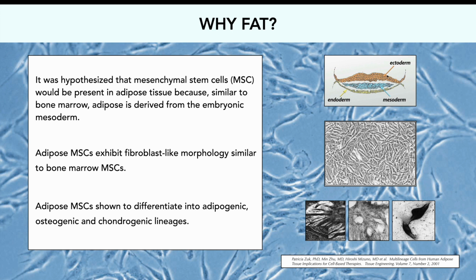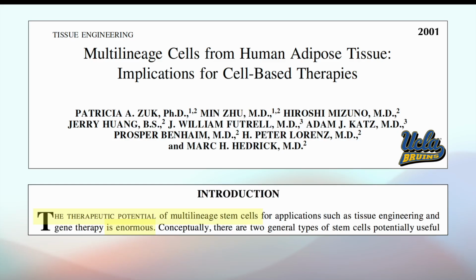Later, it would be hypothesized that the MSC would be present in adipose tissue because, similar to the bone marrow tissue, adipose is derived from the embryonic mesoderm. Since then, it's been shown that the adipose MSC exhibits similar fibroblast-like morphology as the bone marrow MSC, and the adipose MSC has been shown to be able to differentiate into the different cell lineages associated with stem cells.